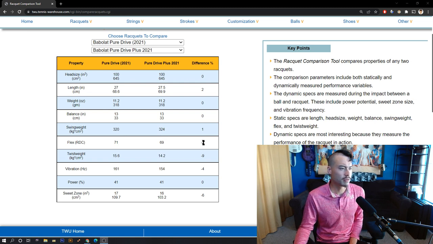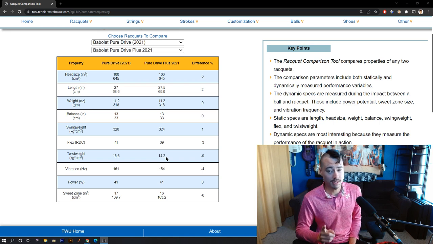Why does it say a difference of 3? Oh, in percent. Okay, it's a difference of 3%. Percents are probably better. But here is really interesting. So the twist weight on the Pure Drive is 15.6. On the Pure Drive Plus, it is 14.2. That's a pretty big difference.